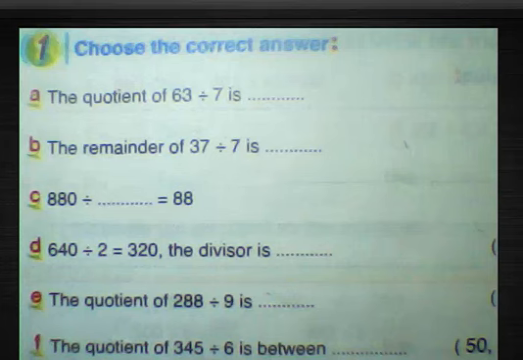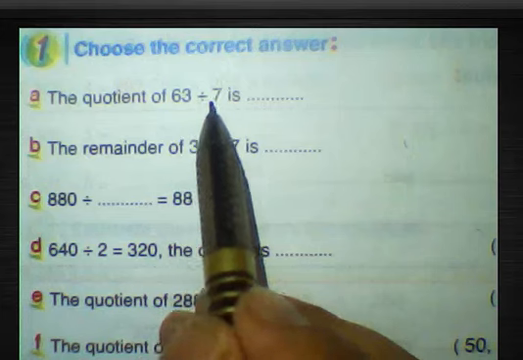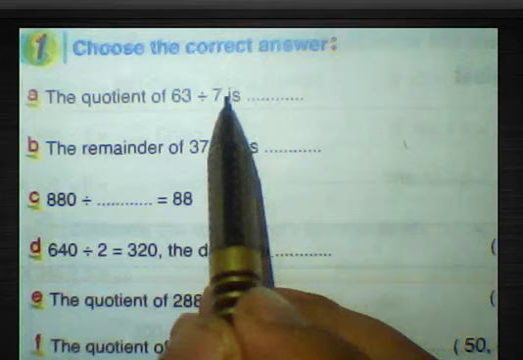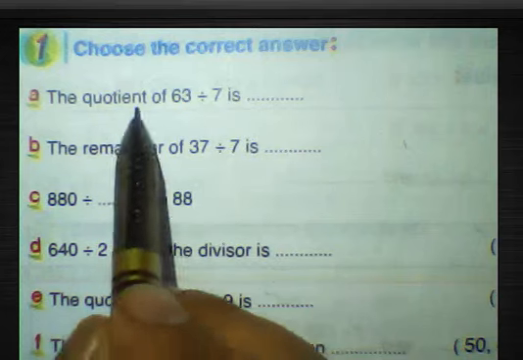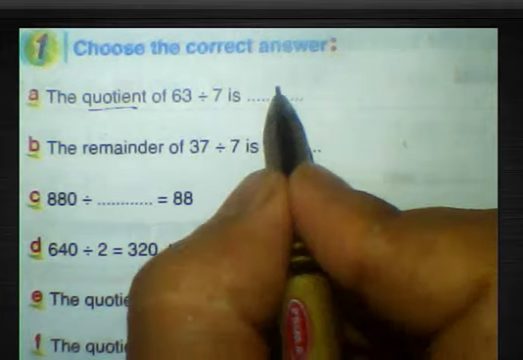And multiplication, the order of operations. Look with me at question number 1. Choose the correct answer. The quotient of 63 divided by 7 is blank. We know 7 times 9 equals 63. Then the quotient of 63 and 7 is 9.